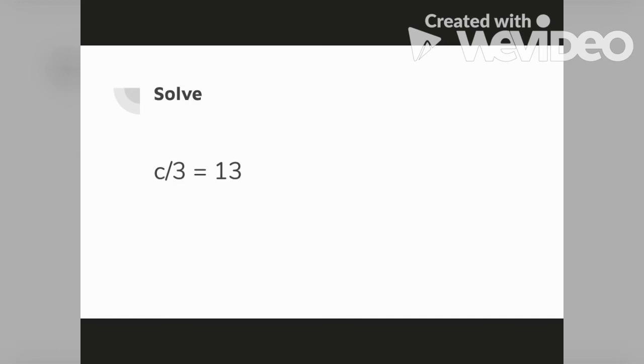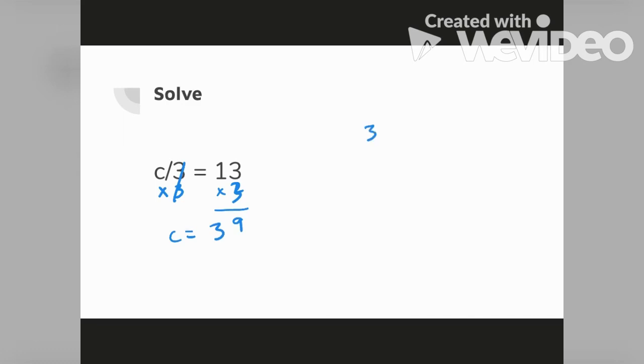Okay, I want you to pause the video. We've done a lot with multiplication. Let's see it with multiplication equations, so these division ones should be easier. Pause it and try this one out. Okay, so for this equation, we are going to do the inverse, so we're going to times by 3. What we do to one side, we do to the other. And 13 times 3 is going to be 39. So our answer is C equals 39.